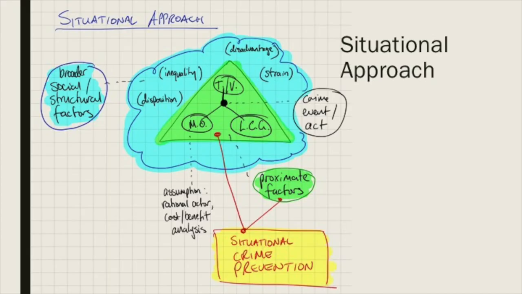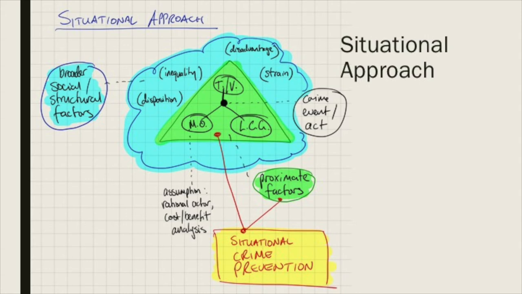Now let's just take a step back and see where the situational approach sits in terms of what we've talked about so far in the course. Last week we looked at social prevention, which addresses the broad social structural factors. In this dodgy diagram I've drawn for you, that's the blue cloud surrounding the crime triangle in the middle.